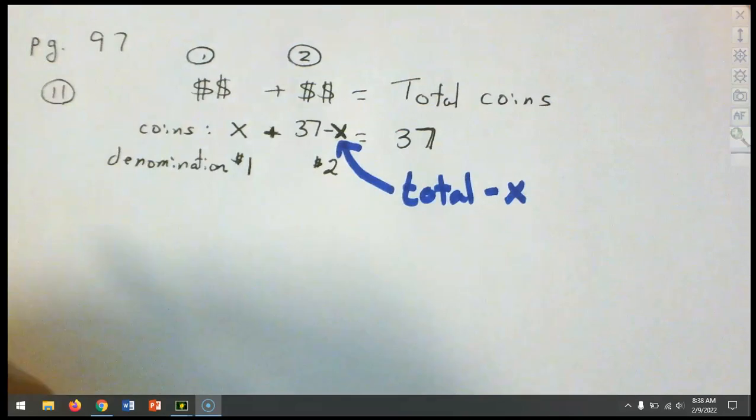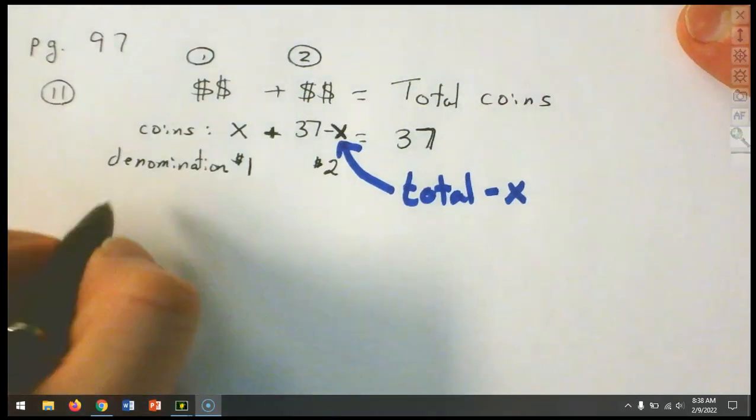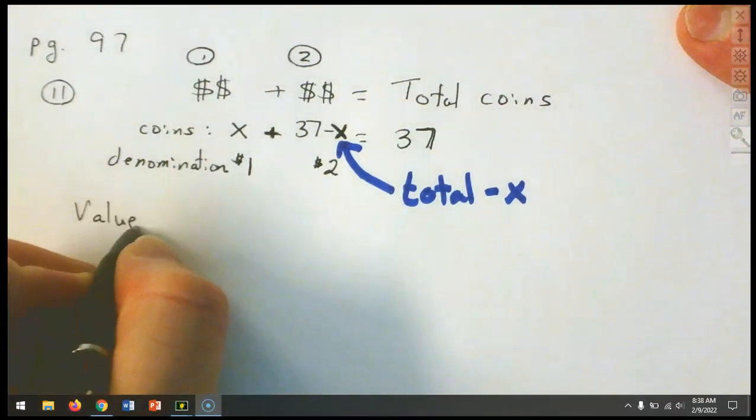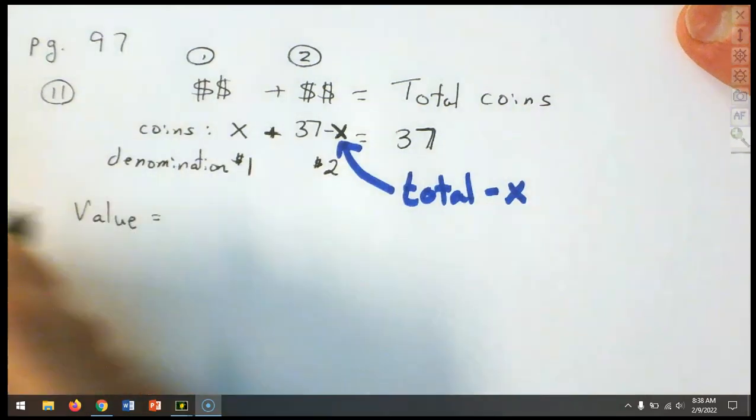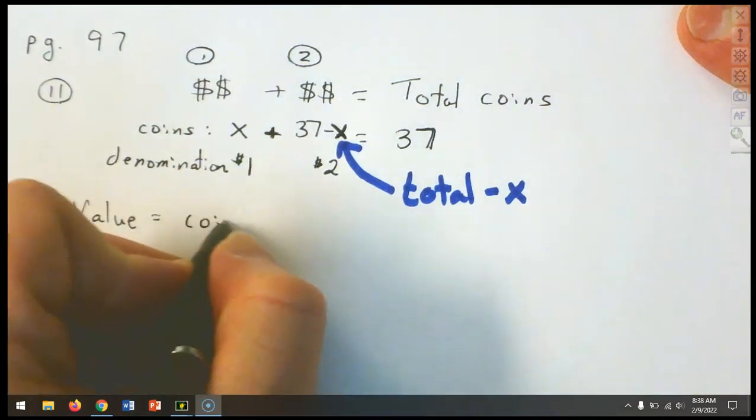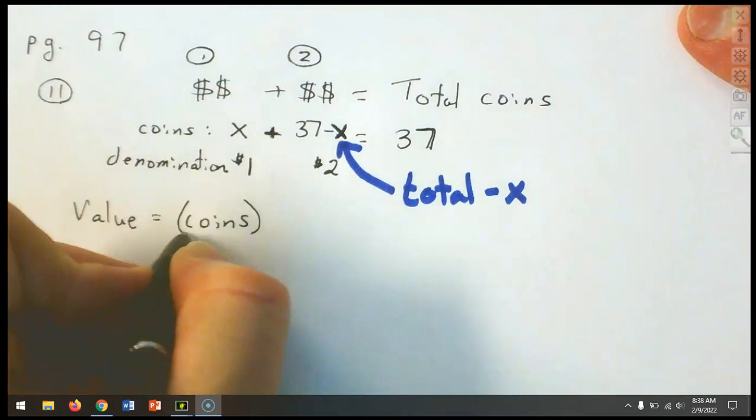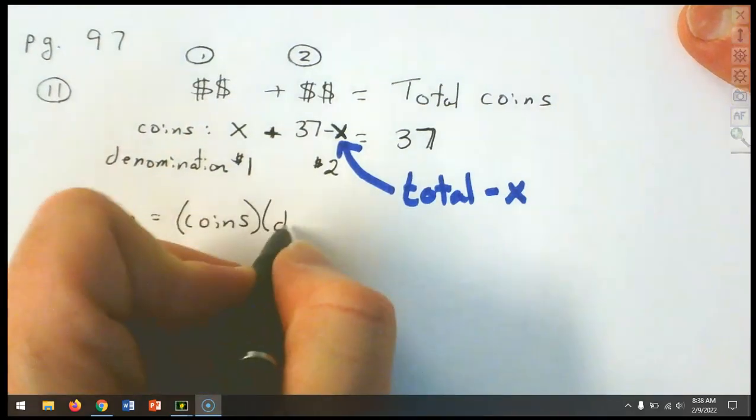Now let's look at our value. And the value of these coins is going to be the number of coins that we have times the denomination.